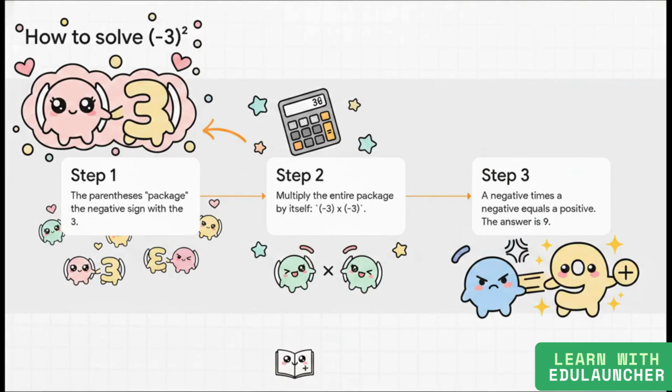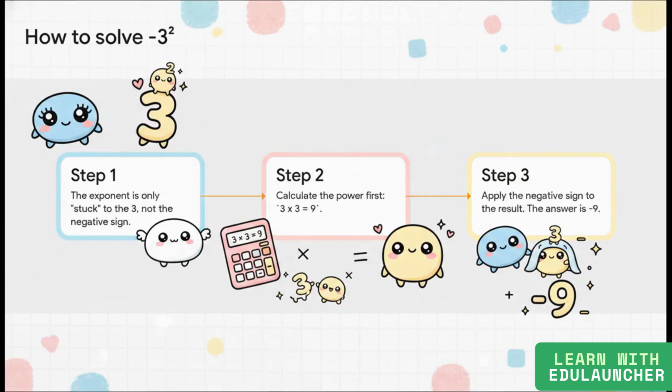Let's break down the one with the parentheses first. Remember our package deal? The parentheses are wrapping up the negative sign and the 3 together. So we're multiplying the entire package, -3, by itself. And what happens when you multiply a negative by a negative? You get a positive. So the answer is +9. Now look at the one without the package.